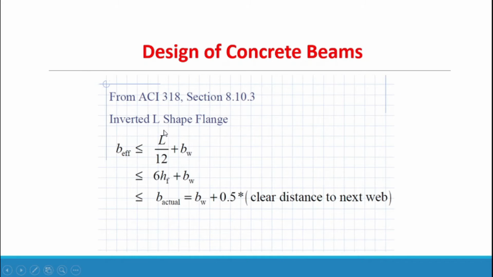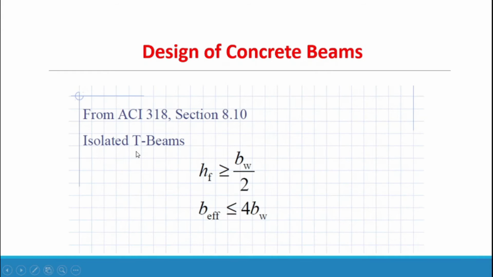And for an inverted L-shaped flange, B effective is less than or equal to L over 12 plus bw, or less than or equal to 6 hf plus bw, or less than or equal to B actual, which is equal to bw plus 0.5 times the clear distance to the next web. And for isolated T-beams, hf is greater than or equal to bw over 2, and the effective B is less than or equal to 4 bw.